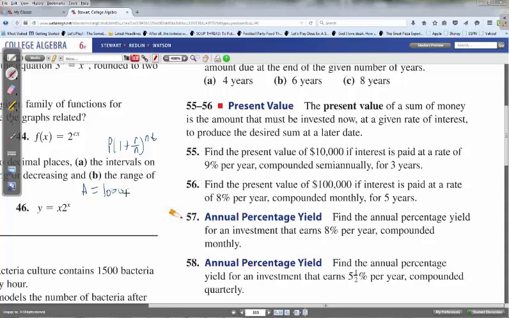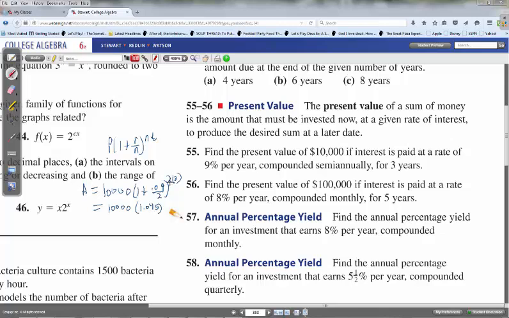So 10,000, I missed a 0, times 1 plus 9%. Always write it as a decimal, so 0.09. Twice a year would be semi-annually, over 2 to the 2 times 3. So that should be 10,000. 0.09 over 2 is 0.045, so that'd be 1.045. You don't have to do this step. I often do it just to make my calculator work a little bit quicker, but it's fine to just plug this in as it sits.